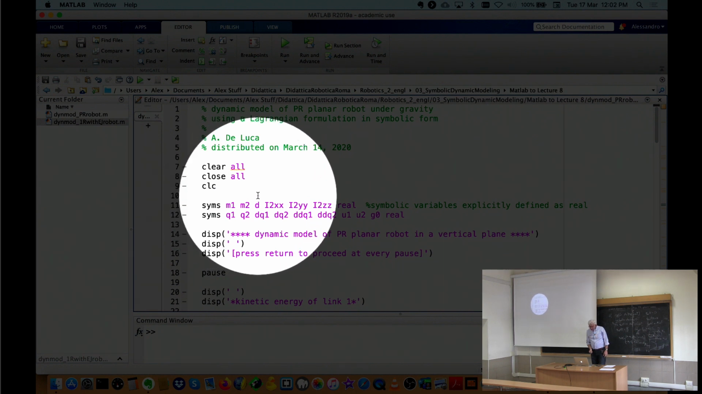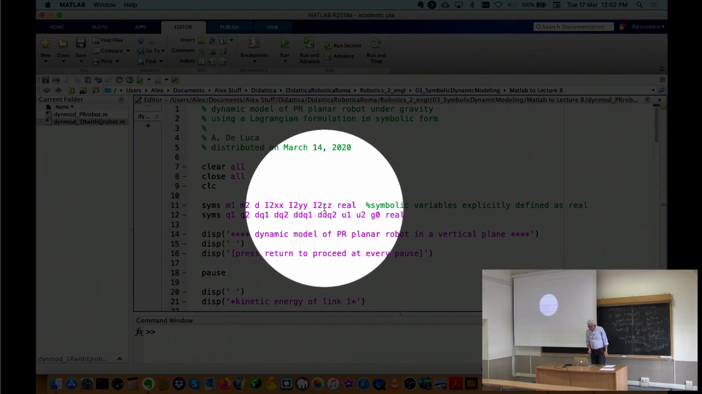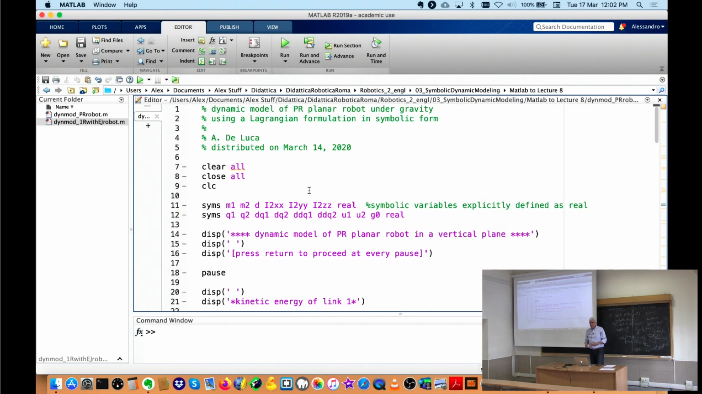The instruction says that these are all symbolic labels. We define this label as real because otherwise the system will imagine that it could be complex and the computation may introduce some imaginary parts which are unnecessary. So we have the mass of the first link, the mass of the second link. I call D just the distance from the center of mass of the second link to the joint axis. And then we have some inertia, three components of the diagonal inertia matrix of the second link. Of course, only the last component will contribute.